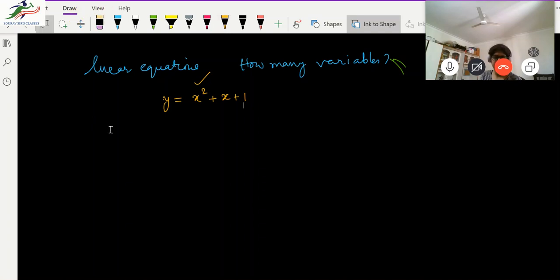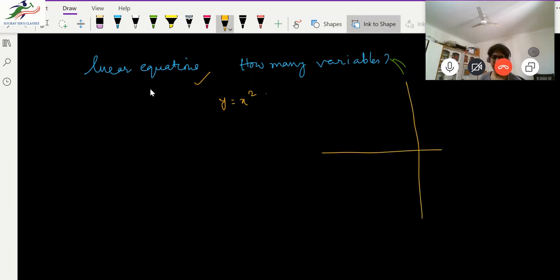Before I go into this, let's take the simplest one. Y equal to x square. This is the simplest one. So what can I tell about this equation? Two values of x will have one value of y. That is correct. Two values of x will give one value of y. What else can you tell me from this equation?